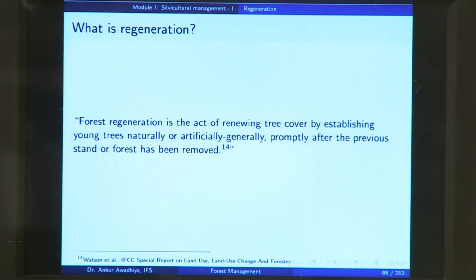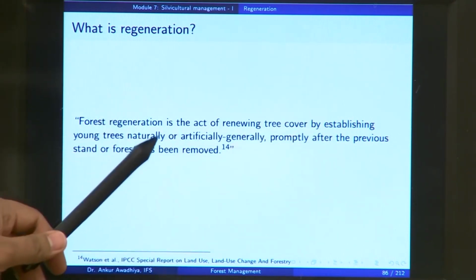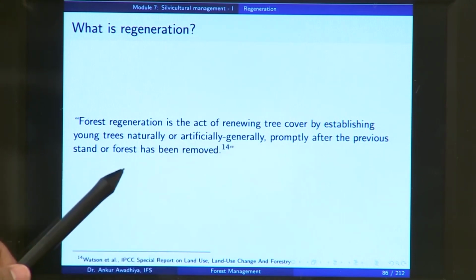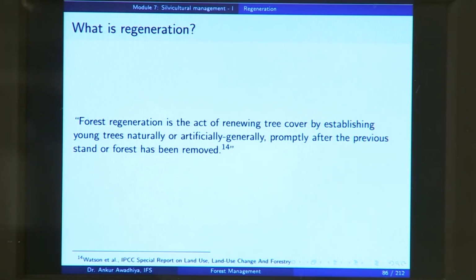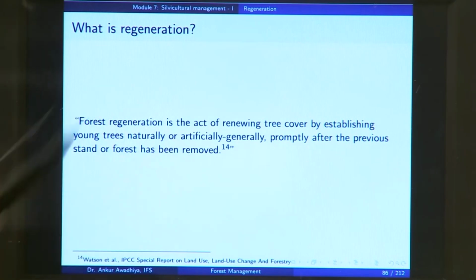So, what is regeneration? Forest regeneration is the act of renewing tree cover by establishing young trees naturally or artificially, generally promptly after the previous stand or forest has been removed. So, when we say regeneration, we are generating the forest again. So, why do we need to generate a forest? Because the previous stand or the forest has been removed.